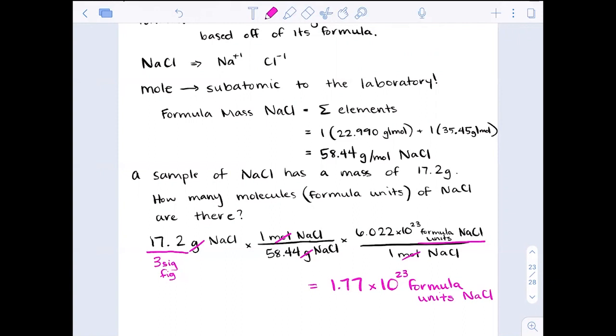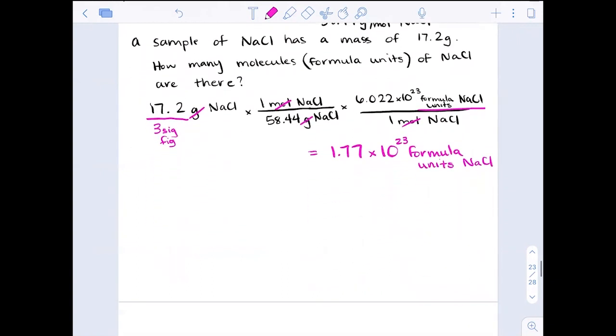That's going to be very important for us for either an ionic compound or a molecular compound. They're all going to be calculated the same way, but we can now interconvert between sodium chloride mass and all the way to sodium chloride formula units. Let's just see one more.